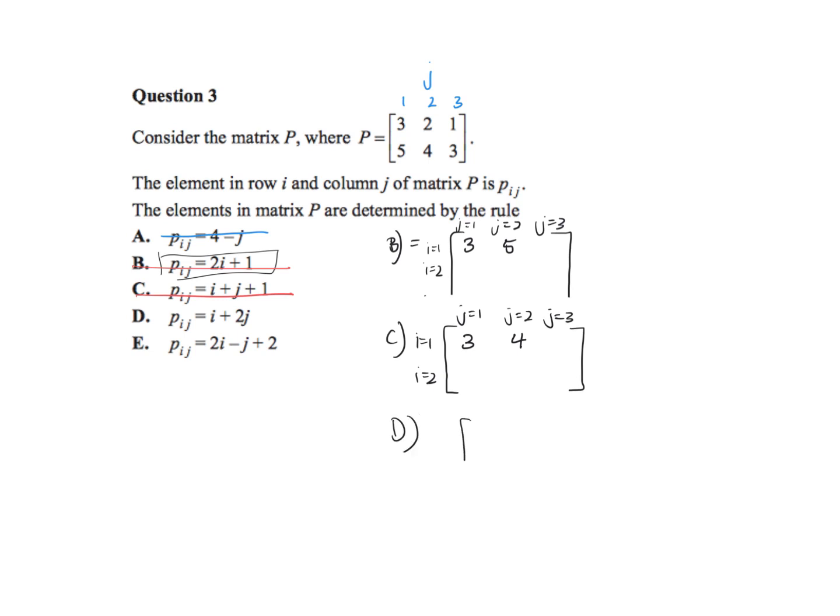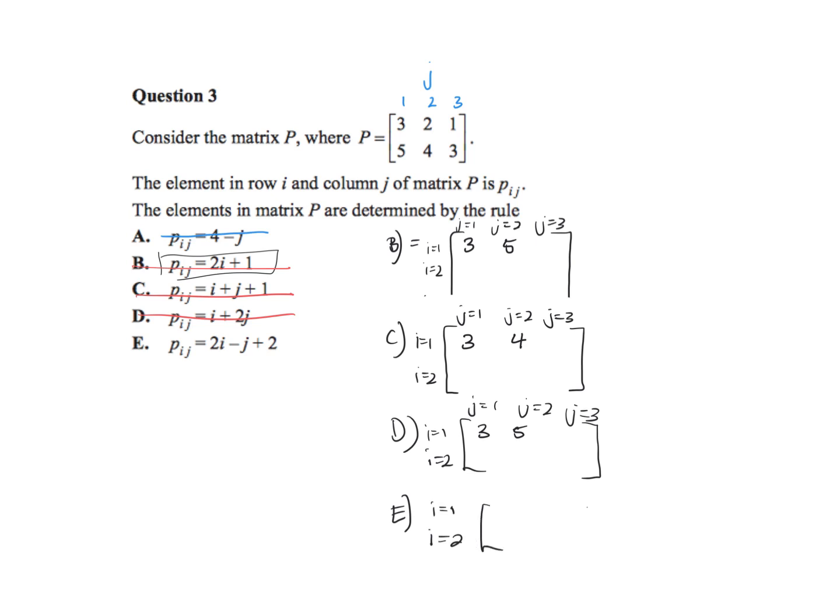So I'll do the same thing again. So I equals 1, I equals 2, J equals 1, J equals 2, J equals 3. So I'm trying the D formula. It's I plus 2 of the J's. So it'd be 1 plus 2 times 1, so that would be 3. And then it'd be 1 plus 2 times 2, which would be 4. That would be 5. Does that one work? No. It's going to be the last one, because that's the last one I tested.